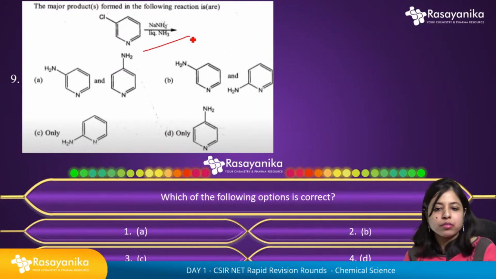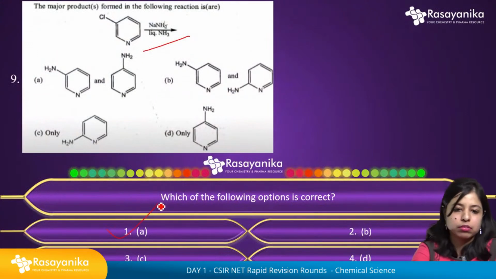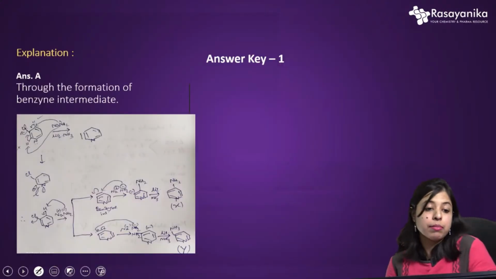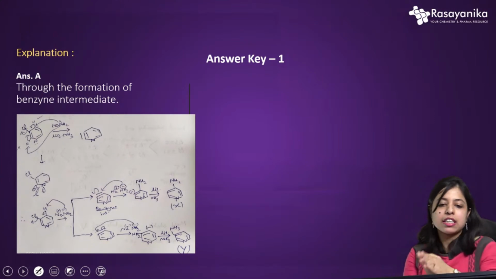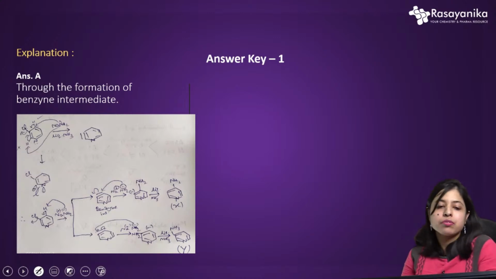Okay, so basically I'm going to explain this question. Our correct option will be option number 1, that is A, this one. Now why? Just look carefully at our mechanism. This question asks about a molecule whose mechanism passes through a benzyne intermediate. So how is this formed?